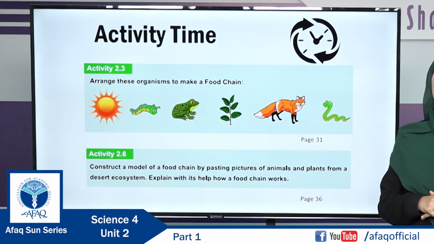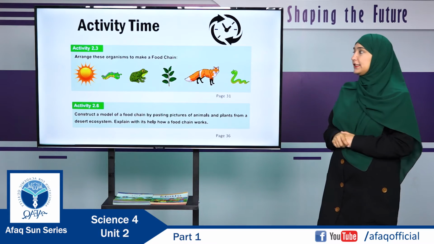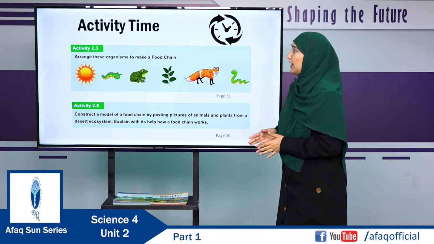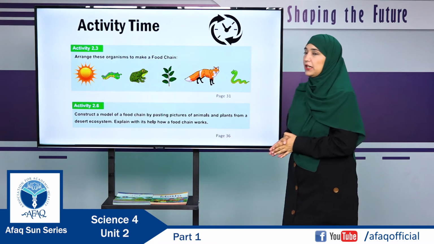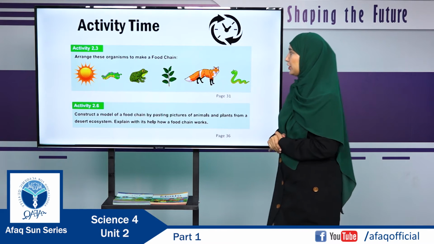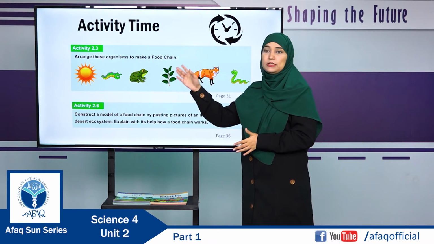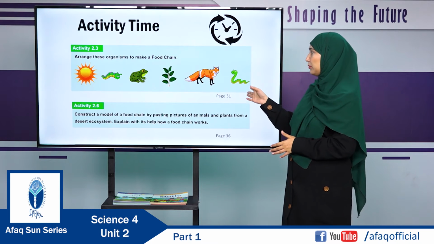It's activity time, students. Look at your book page number 31. An activity is given on this page. Arrange these organisms to make a food chain. Here some organisms are shown. You have to arrange them to make a food chain. You have to arrange from producers to consumers to decomposers.